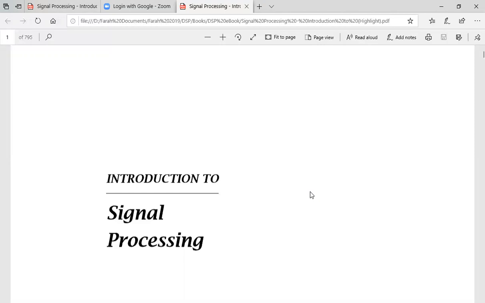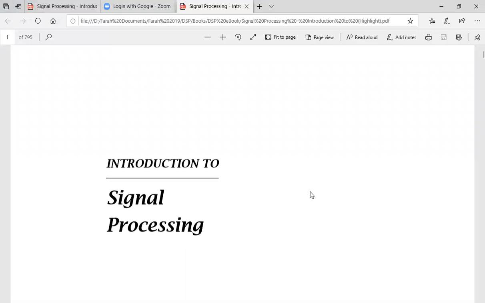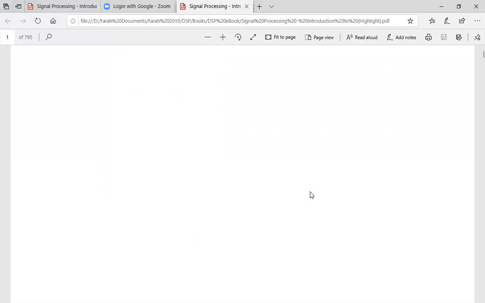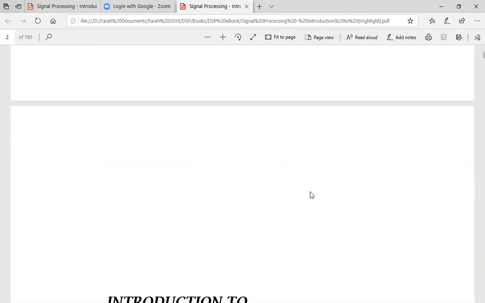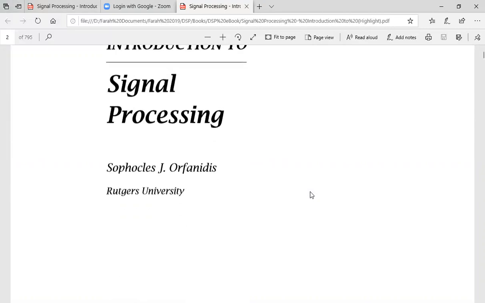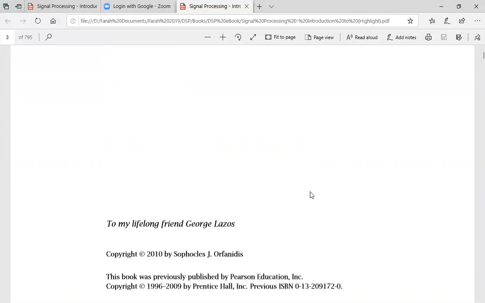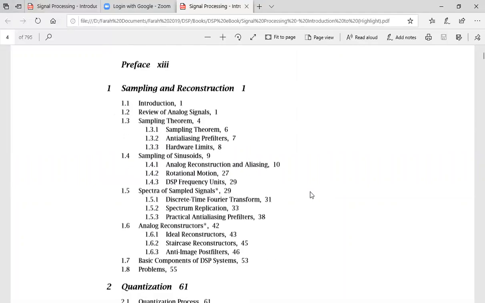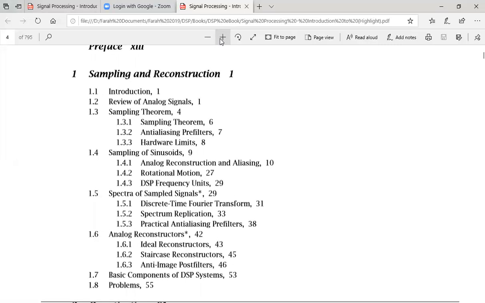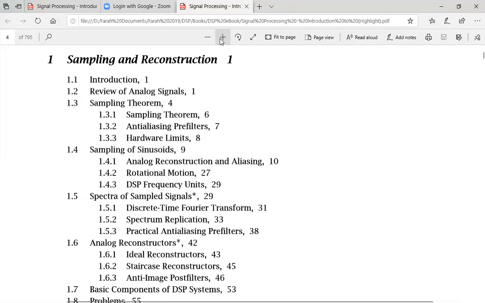The book that we will follow is displayed here. That is Introduction to Signal Processing, and the author of this book is Sophocles J. Orfanidis. As we have discussed in the previous lecture about the course outline, the first thing we will focus on is sampling and reconstruction, and that would be chapter number one. Sampling is necessary in DSP because it is a prerequisite before any signal processing application.